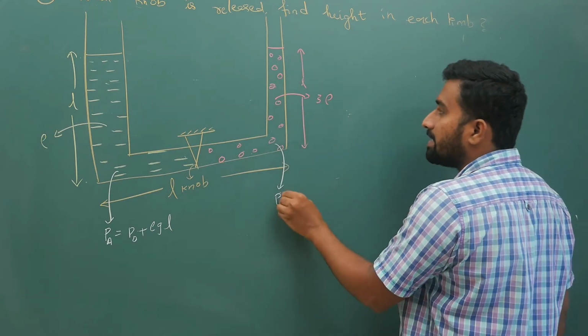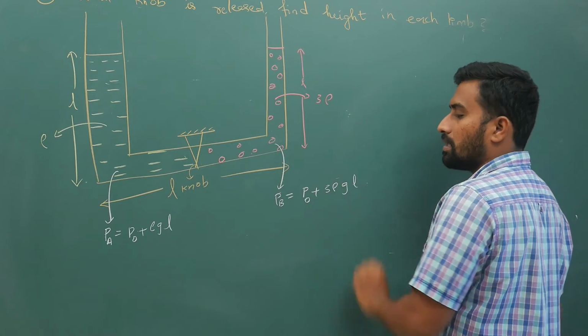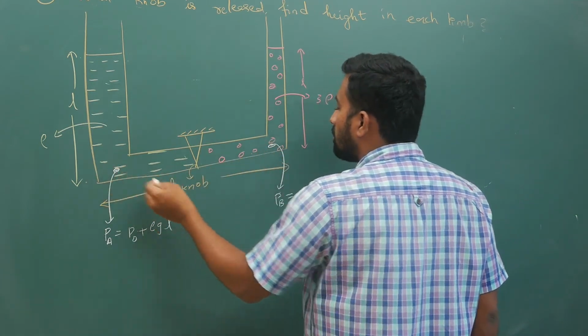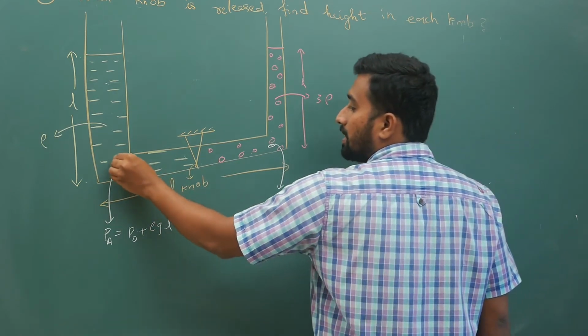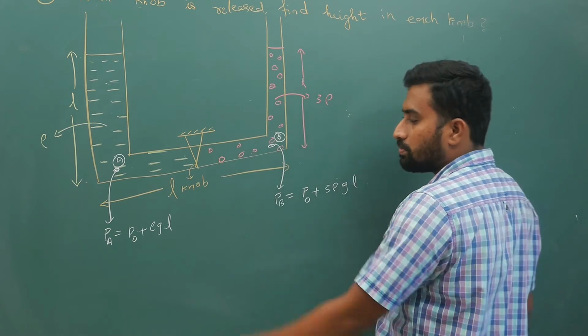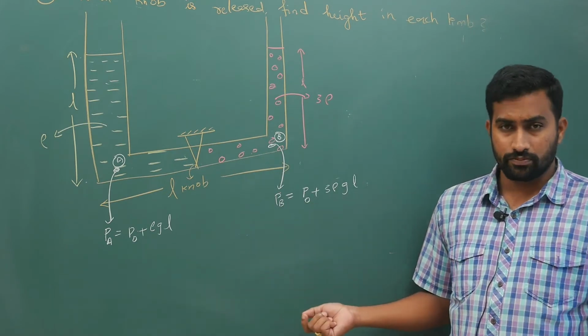Pressure from this side is how much? P0 plus 3 rho into G into L. Now in these two liquids at the same bottom level, if you take 2 points A and B like this, what is happening? There is a pressure difference. This PA is not equal to PB. Your pressures are not the same.